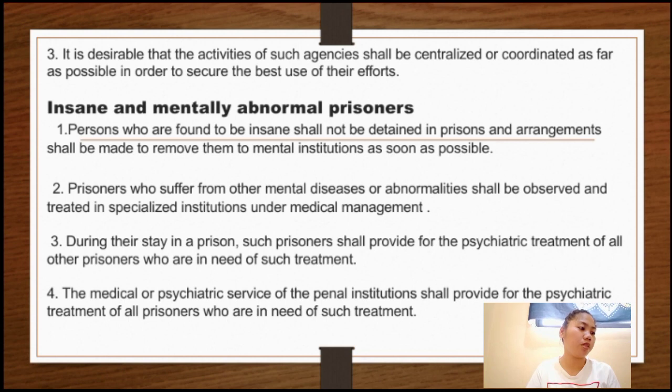medical management. Number 3, during their stay in a prison, such prisoners shall be placed under the special supervision of a medical officer. Number 4, the medical or psychiatric service of the penal institution shall provide for the psychiatric treatment of all other prisoners who are in need of such treatment. That's all.